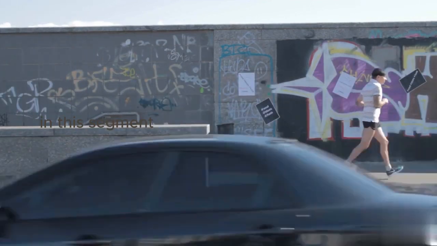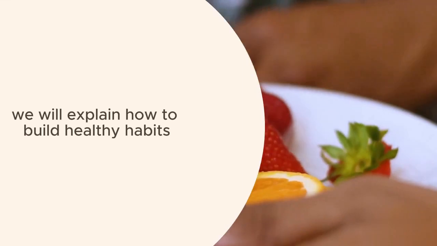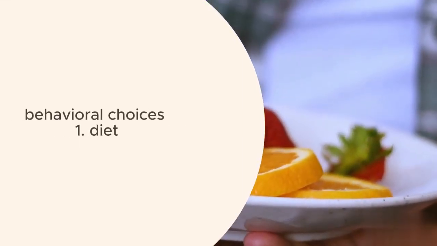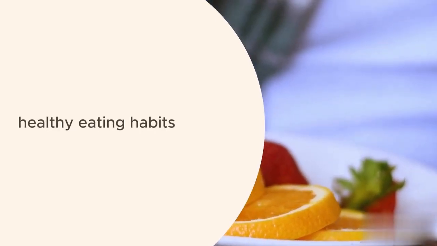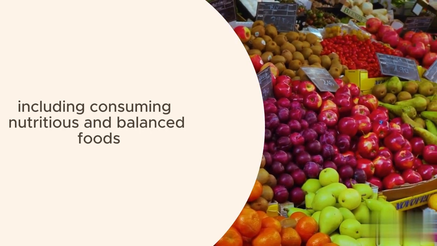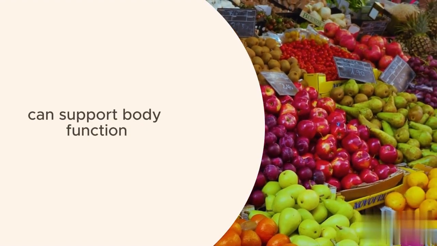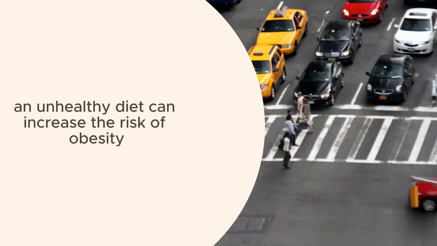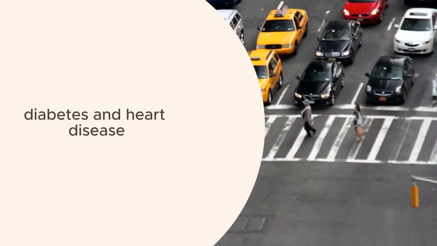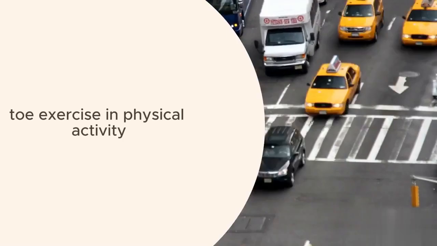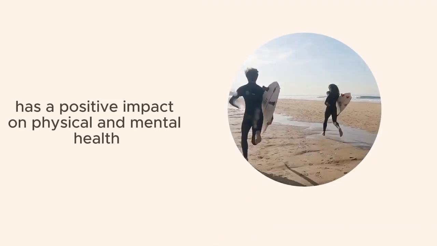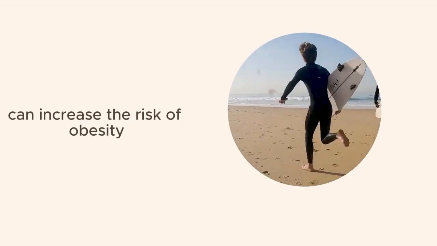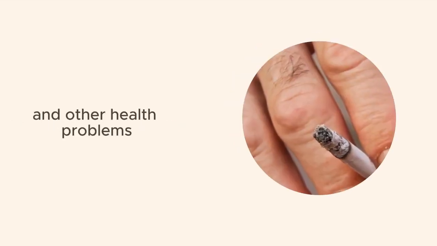2. Behavioral factors. In this segment, we will explain how to build healthy habits, create positive routines, and improve quality of life through wise behavioral choices. 1. Diet. Healthy eating habits, including consuming nutritious and balanced foods, can support body function and prevent nutrition-related diseases. On the other hand, an unhealthy diet can increase the risk of obesity, diabetes and heart disease. 2. Exercise and physical activity. Regular physical activity has a positive impact on physical and mental health. Lack of physical activity can increase the risk of obesity, heart disease, and other health problems.